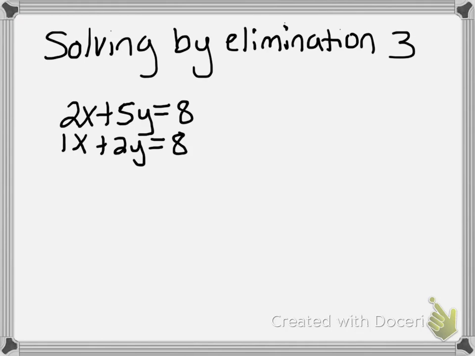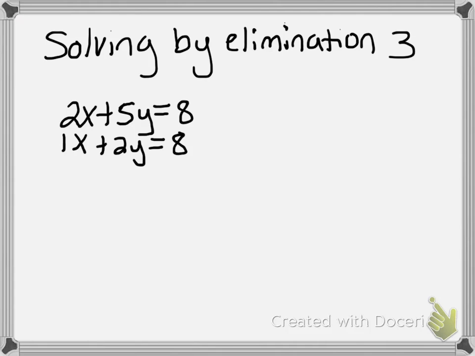Now, let's look at my y's first. With my y's, I have a 5y and I have a 2y. Well, I can't multiply that 2y by something and get -5. So we're going to go ahead and look at our x's at this point. With our x's, the top equation has a 2x and the bottom equation has a 1x.